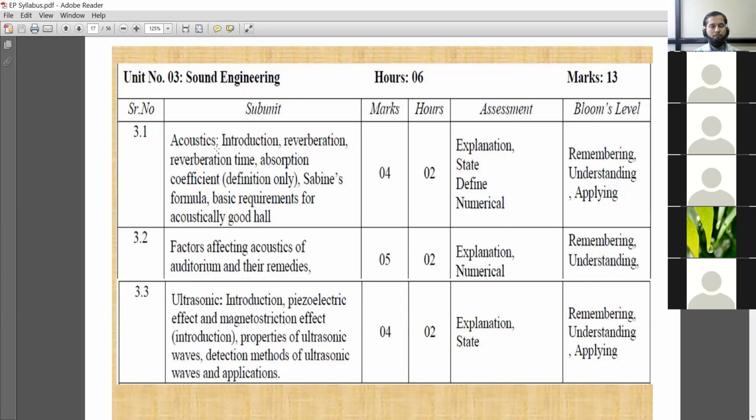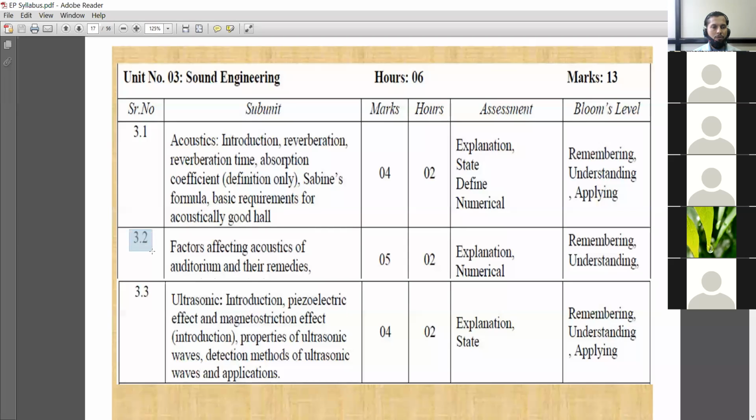अकॉस्टिक्स यामध्ये काय येतं, इंट्रोडक्शन, देन रिव्हर्बरेशन, रिव्हर्बरेशन टाइम ऑफ रिव्हर्बरेशन. हे तुम्ही एक एक लिहित जावा. Take your time and write it perfectly. कॉमा, ऍब्सॉर्प्शन कोएफिशिएंट, त्यानंतर एक फॉर्म्युला आहे सॅबिन्स फॉर्म्युला ज्याच्यावर न्यूमेरिकल्स असणार आहेत. देन बेसिक रिक्वायरमेंट्स फॉर अकॉस्टिकली गुड हॉल.